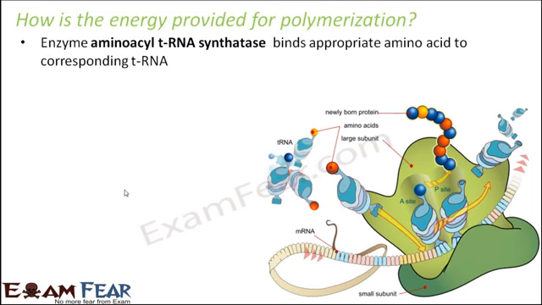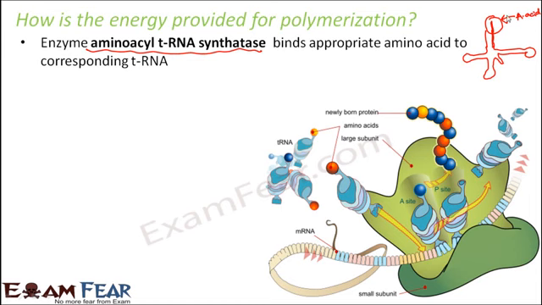There is an enzyme called amino-acyl tRNA synthetase, and this enzyme binds the appropriate amino acid to the corresponding tRNA. Every tRNA has one amino acid binding end and another anticodon loop. Roughly, this is how a tRNA looks. This is the amino acid binding end, where the amino acid binds.